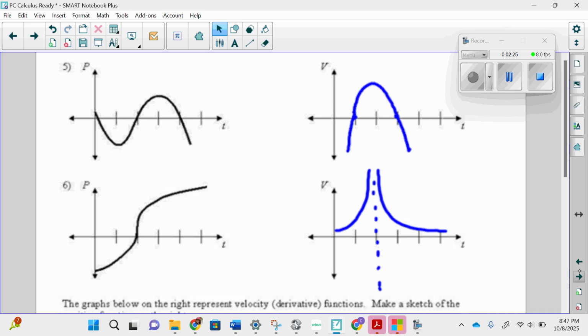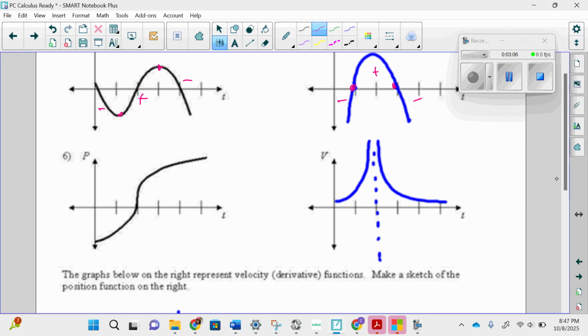Number 5, same type of concept. Anytime there's a max and a min, we know that our slope is going to be 0, so we know that the derivative is going to be 0 right at positive 1 and 3. And then we have negative slope, positive slope, negative slope again.